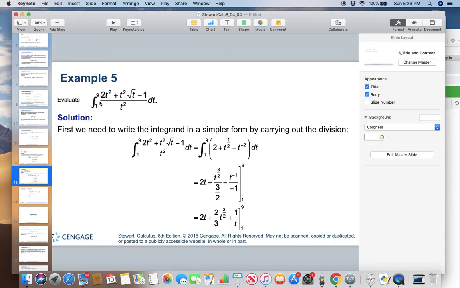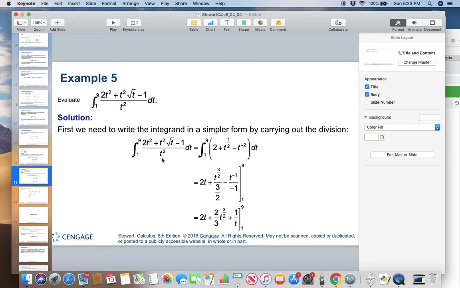Definite integral from 1 to 9 of 2t squared plus t squared root t minus 1 over t squared. So first we need to find the antiderivative, okay? So keep the definite integral limits 1 to 9. You want to find the antiderivative of this. Again, we don't have any quotient formula for antiderivatives. So we have to play with this.